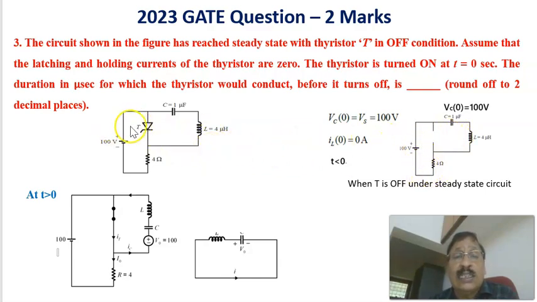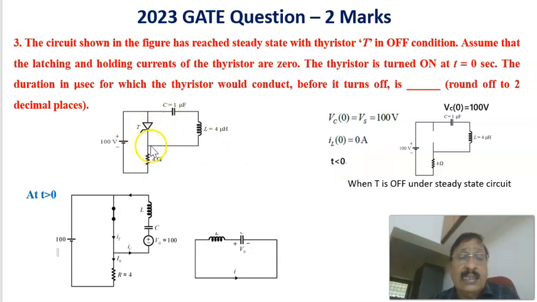That is, before turning on the SCR, this is the equivalent circuit, and in that case the capacitor is charged to this voltage, the same as the source voltage. So VC at 0, at time t equals 0, the capacitor voltage is equal to 100 volts. And of course, this is the inductor and this is the resistor. This is the circuit diagram for time t less than 0. Therefore, at time t equals 0, the thyristor is turned on.